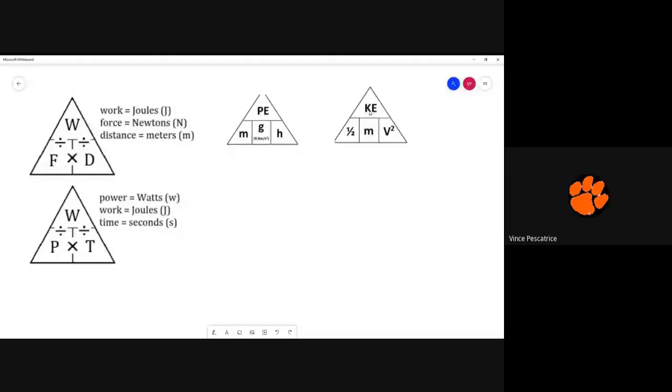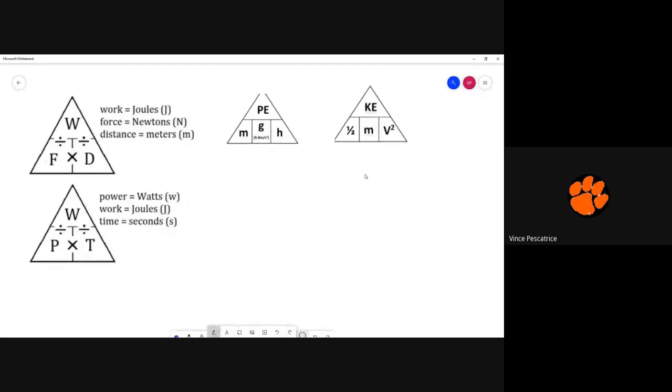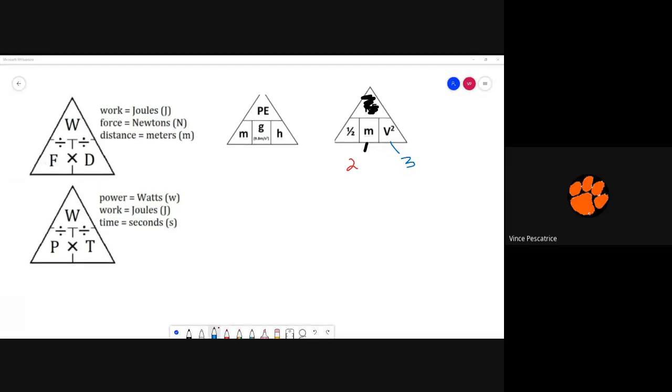So kinetic energy is over here. Whatever we're looking for, you cover up. It says, what is the kinetic energy? So you would cover up this part right here. The mass was 2, and the velocity was 3. Make sure you have that right. When you cover it up, it reveals the equation.